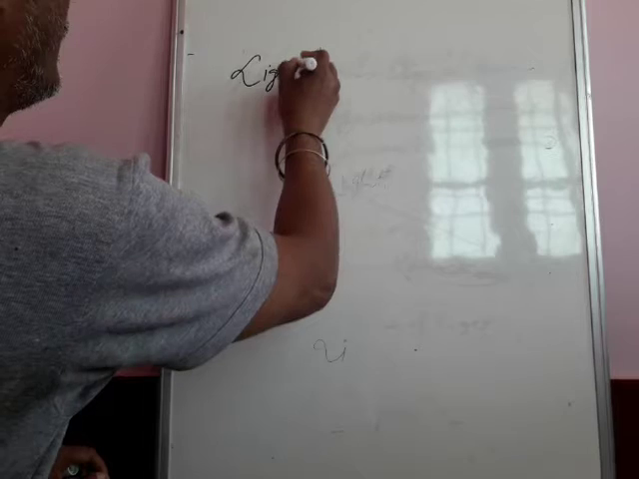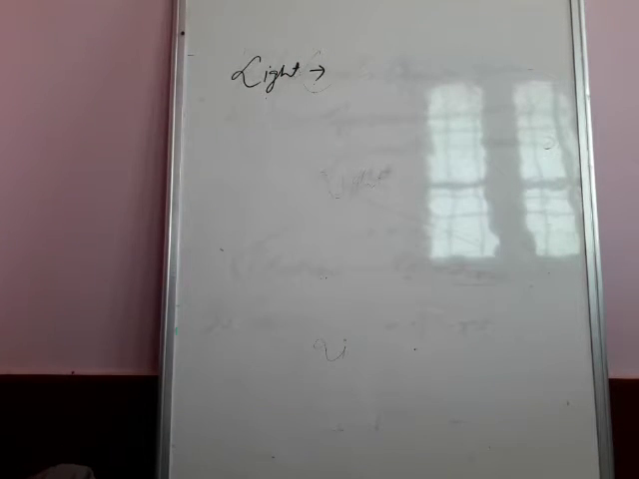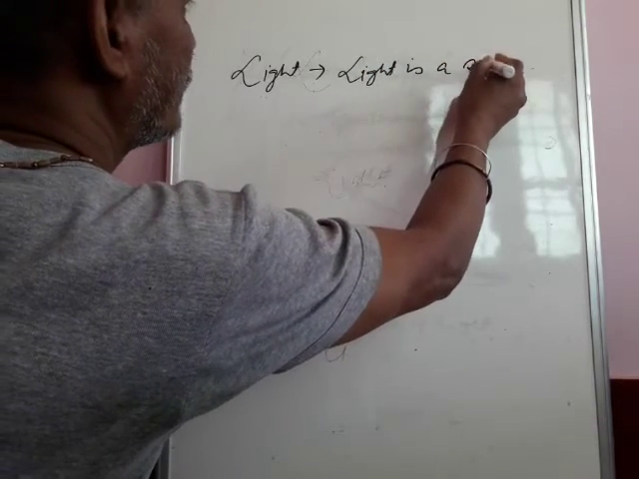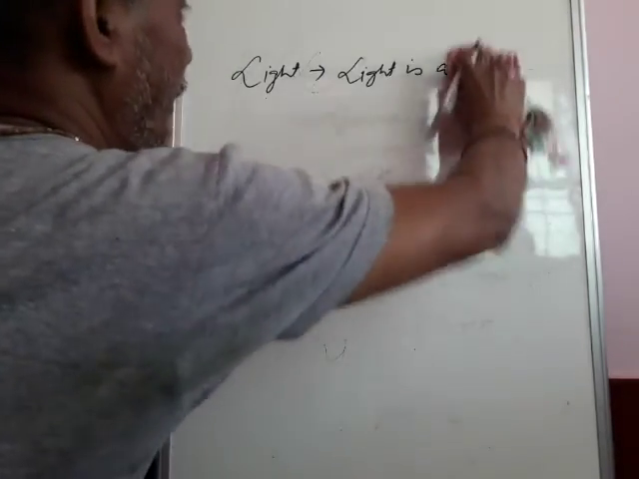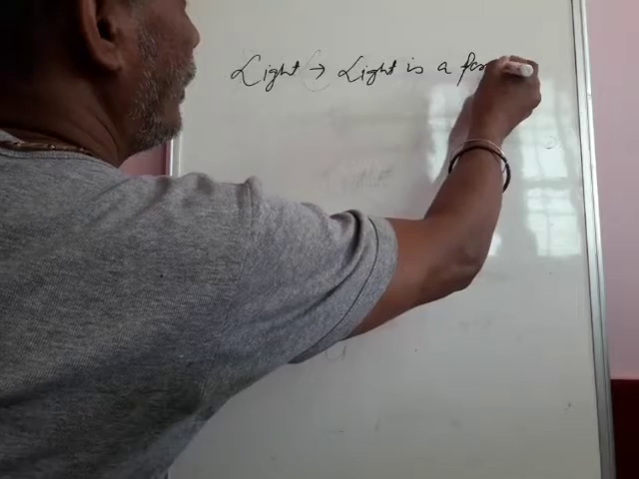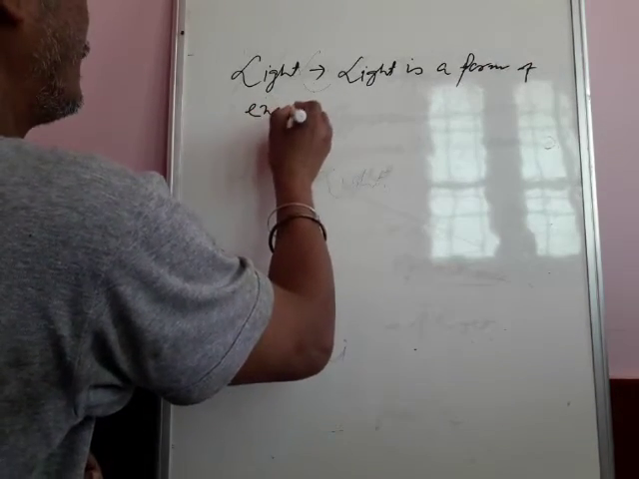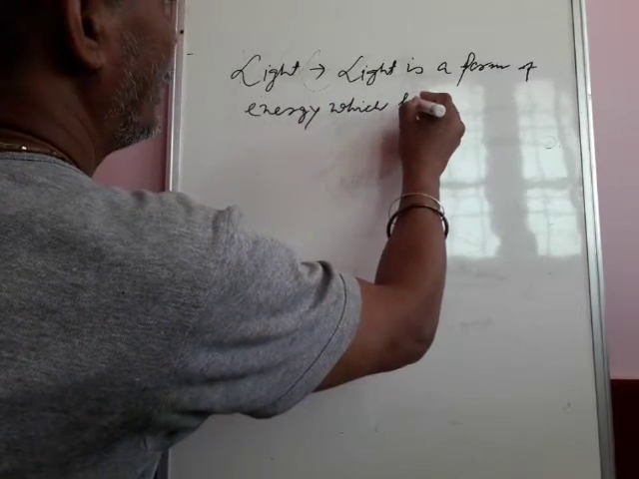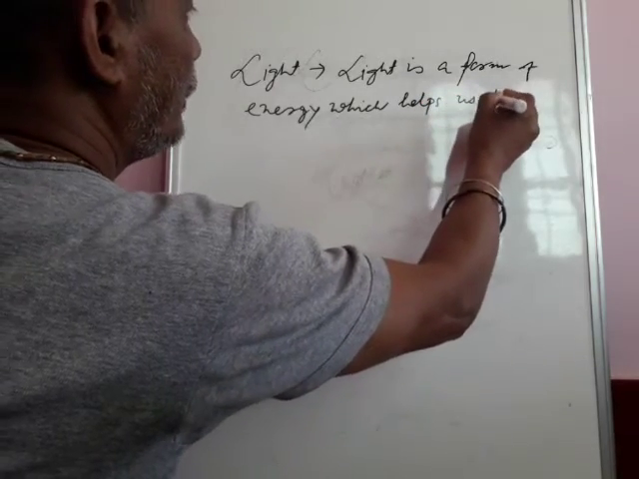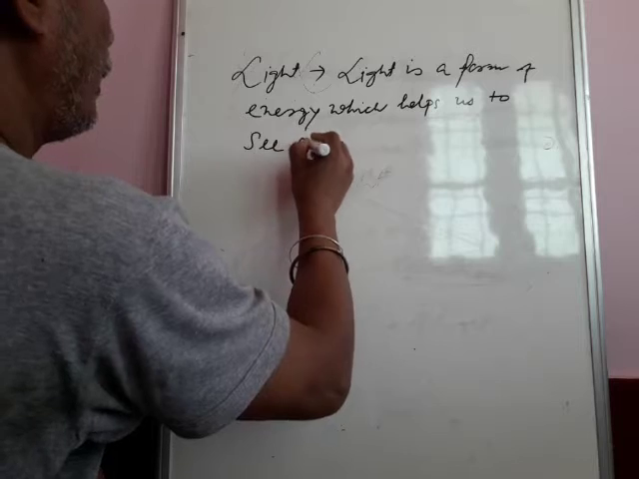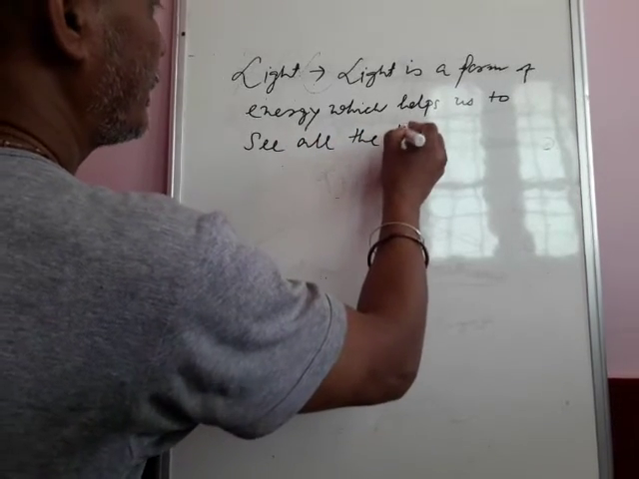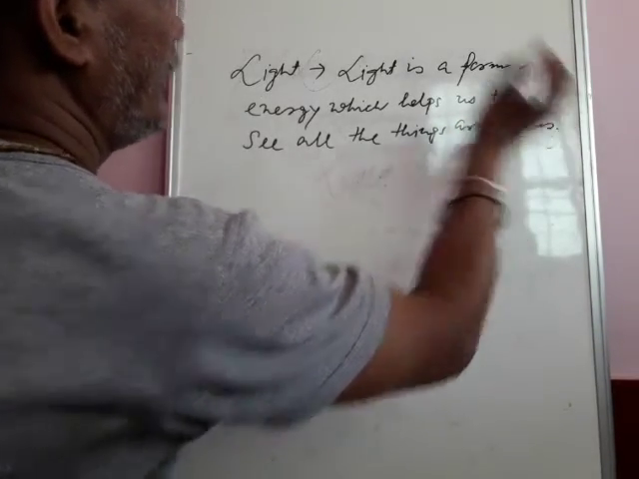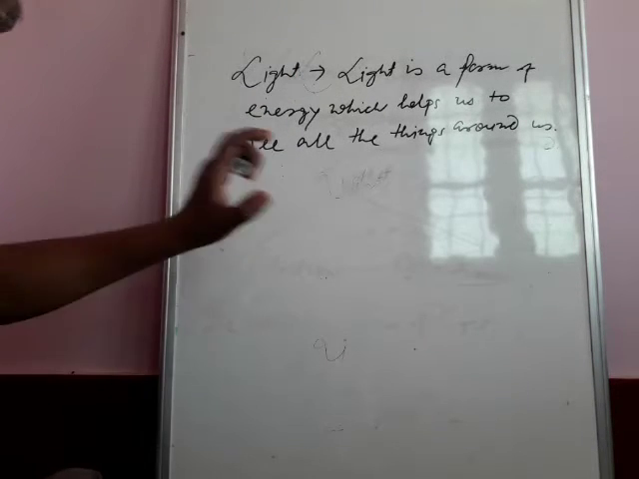Light. So light is a form of energy which helps us to see all the things around us. So, light is a form of energy.